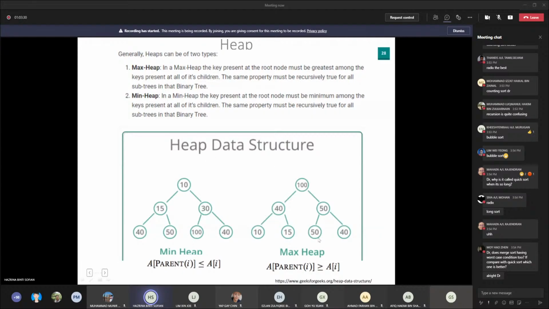The opposite, max heap, is where the root node must be the greatest value compared to its children. You see here 100 is bigger than 40 and 50. 40 is bigger than 10 and 15. 50 is equal to 50 and also bigger than 40. So this is max heap. Okay, min heap, max heap.